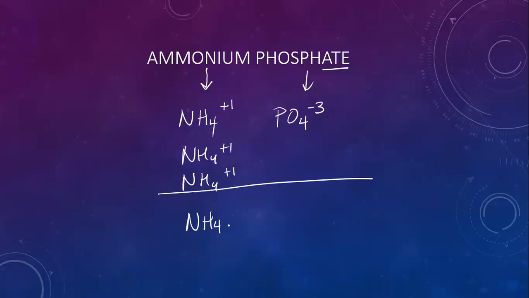So, NH4 3 PO4. Yep, right here. This is confusing. This looks like it's NH43 again. So how about if we do this? Parentheses to signify that we have 3 ammoniums bonded to a phosphate. Ionic, of course.